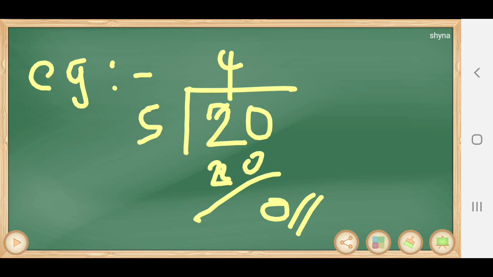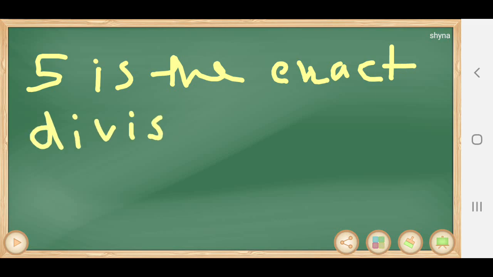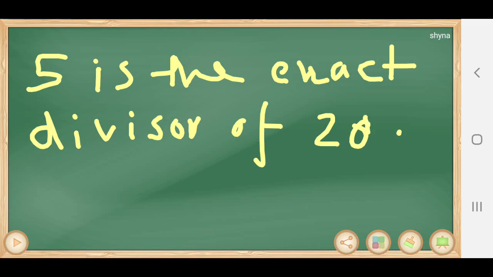Okay. Below that you write, 5 is the exact divisor of 20.